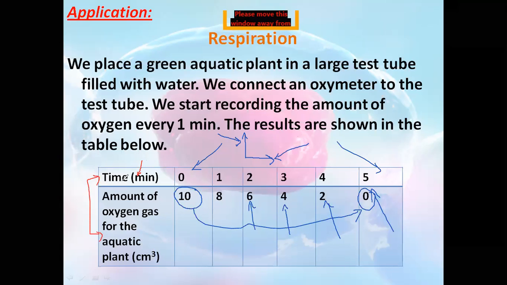So the time is up in the table. Where should it be? It should be down in the graph. So the time should be here on the x-axis. Here is the time, in minutes. And the one that's below in the table, the amount of oxygen gas for the aquatic plant, will be where? It will be up in the graph. Here are the amounts of oxygen gas.